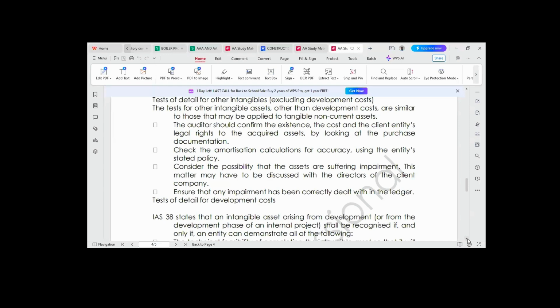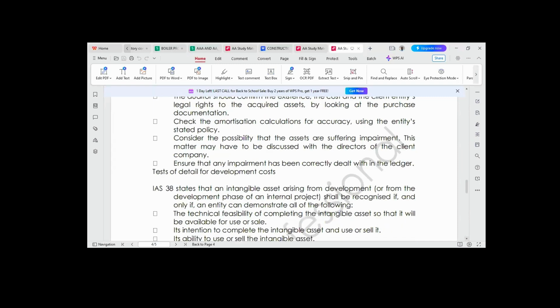Now, for the development cost, their own procedures differ. Okay? The test of details for development procedure states thus. IAS 38 states that an intangible asset arising from development cost or from the development phase of an internal project shall be recognized if and only if an entity can demonstrate all of the following. Number one, the technical feasibility of completing the intangible asset so that it will be available for use or sale.